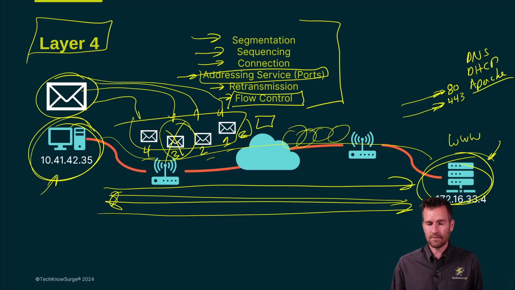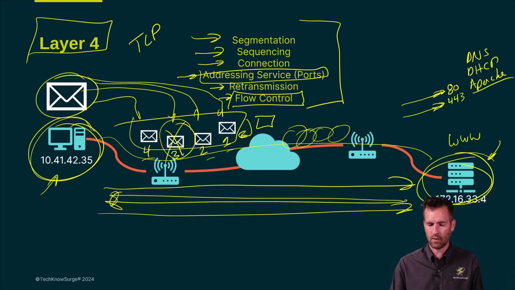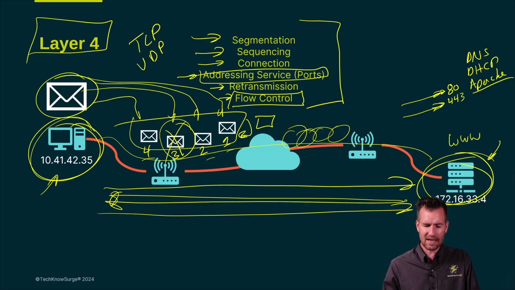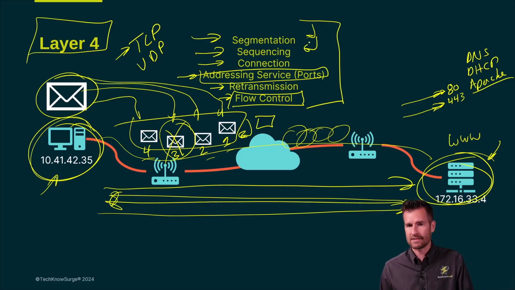So that's layer 4. Now, one thing to note about this is most of this is really specifically talking about TCP, which is one of the most common protocols at layer 4. But if you're looking at UDP, which is another common protocol at this layer, it looks quite a bit different. So just because TCP has all of this, and we're going to talk about layer 4 having all of this, doesn't mean that every protocol has all of this.